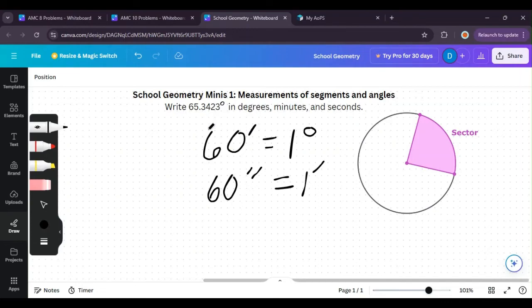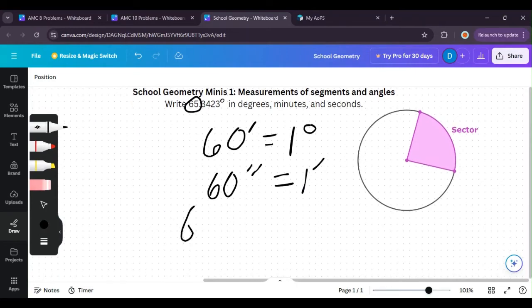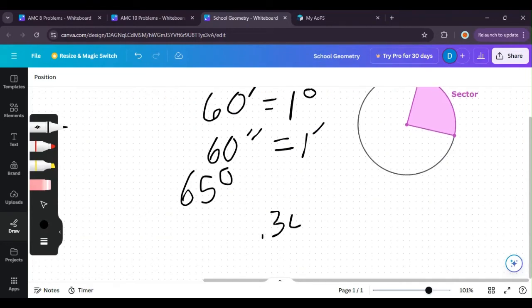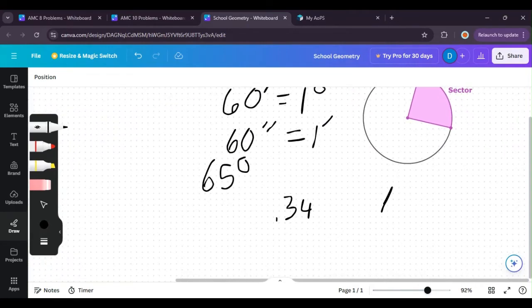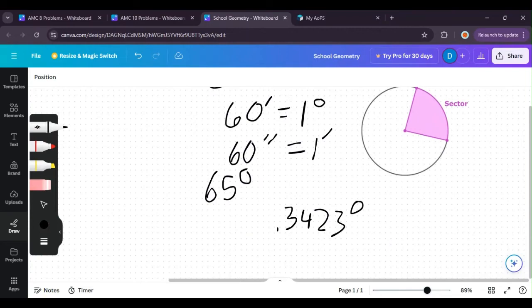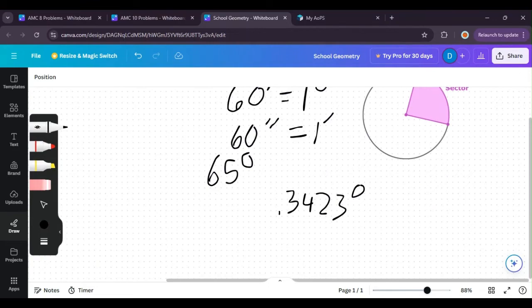So it says write 65.3423 degrees. We already have 65 degrees, so we can make sure that 65 degrees is already in degrees. So we separate 65 from what is behind the decimal point, so we have 0.3423 degrees left to convert. Okay, so doing the same thing, we first want to convert these degrees into minutes.